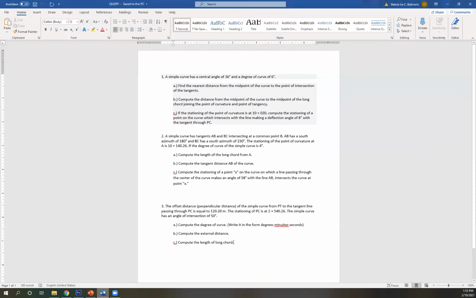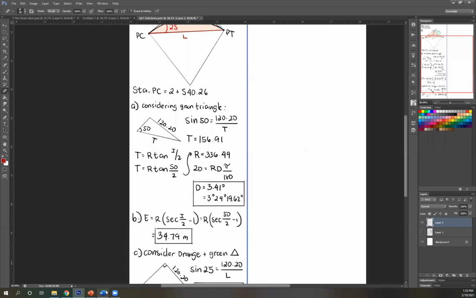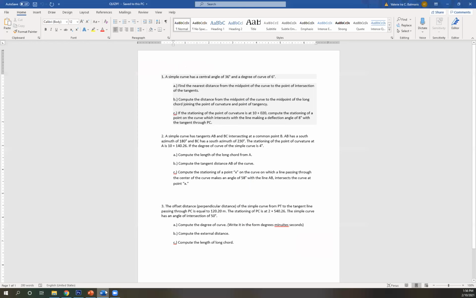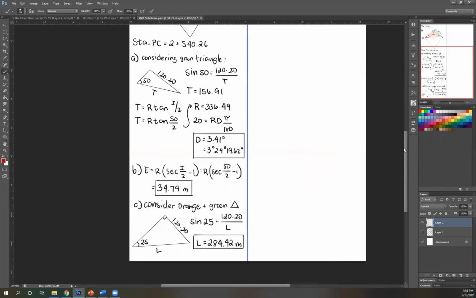Next, external distance. That's just E, and we already know the equation for that. It's R times secant I over 2 minus 1. I already know R. I have I. So just direct substitution. R, 336.49, times secant of 50 over 2, minus 1. You get 34.79. And then lastly, compute the length of chord.